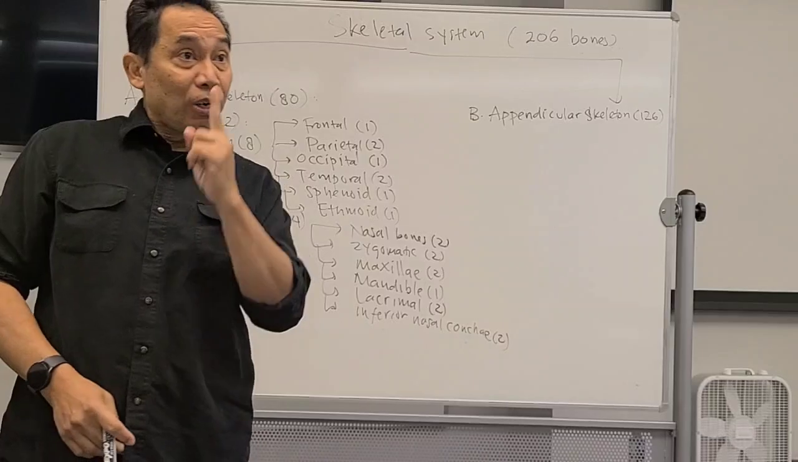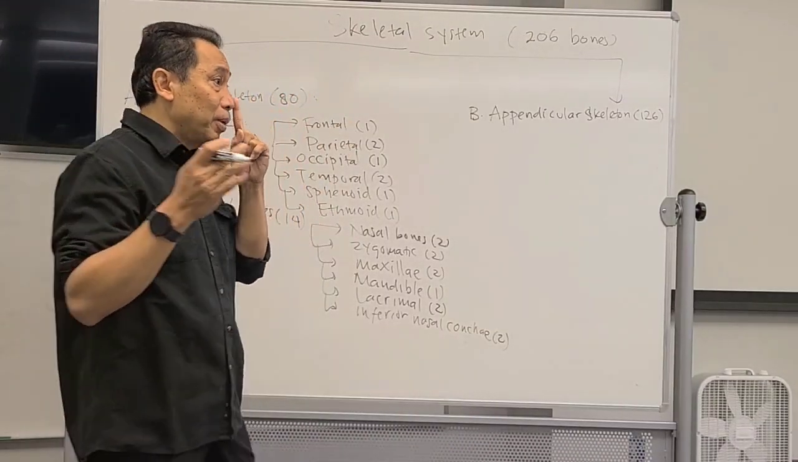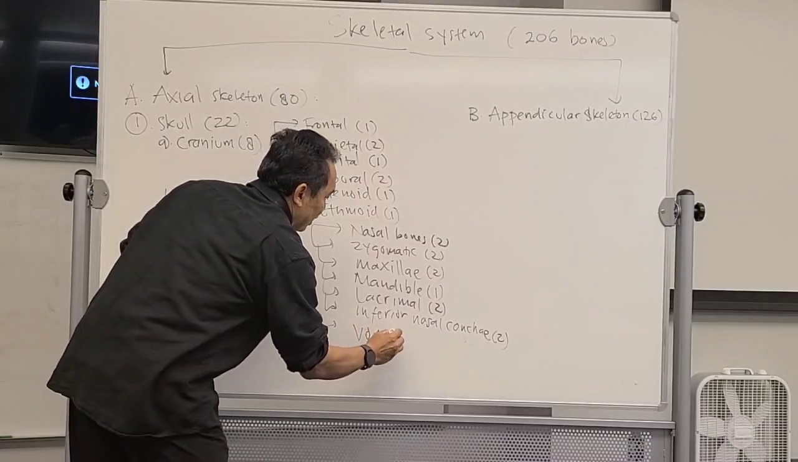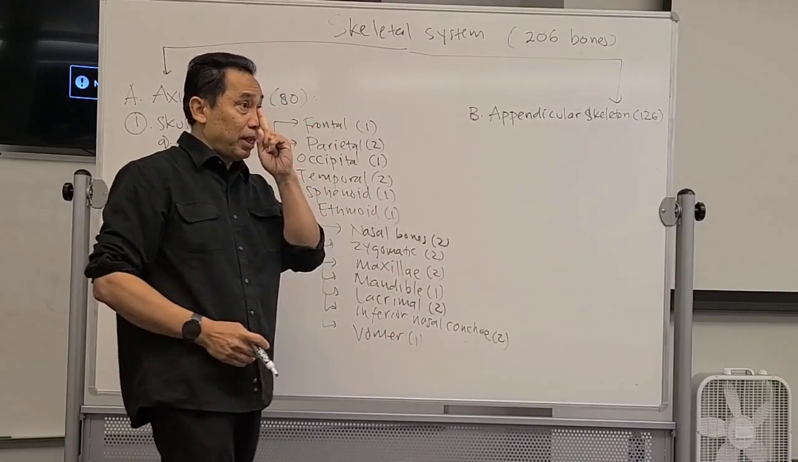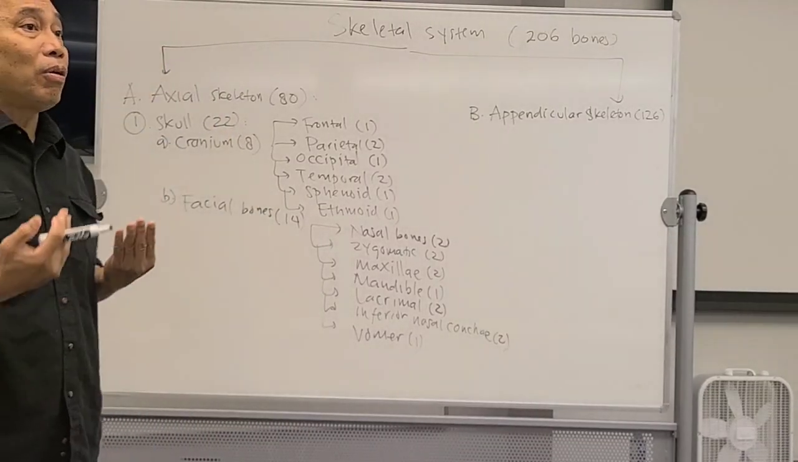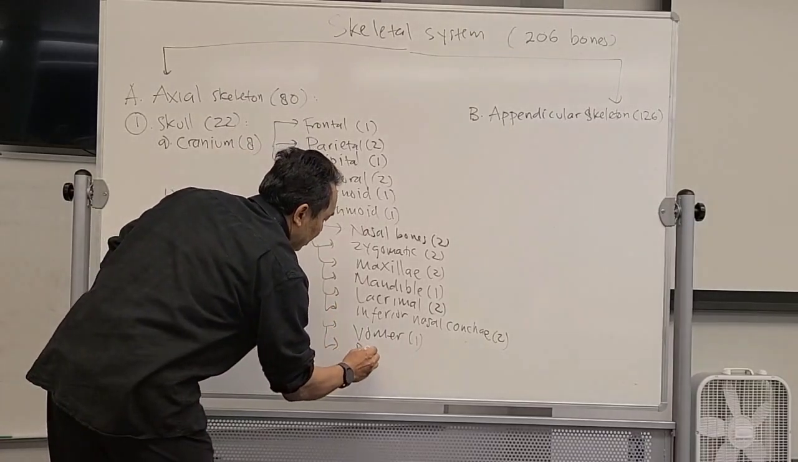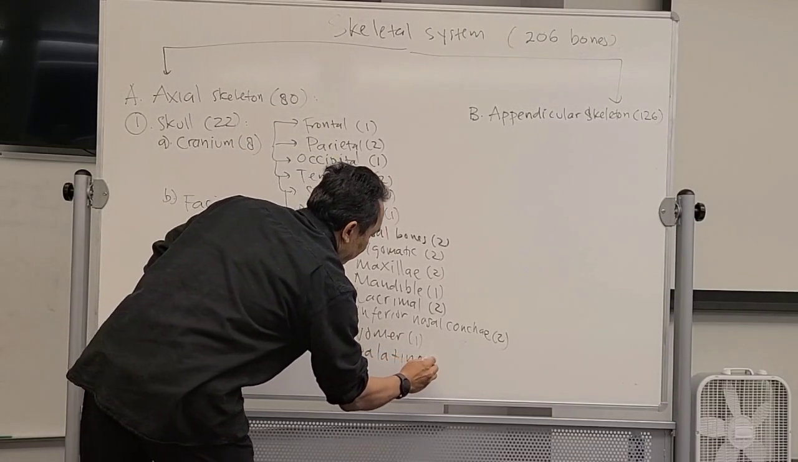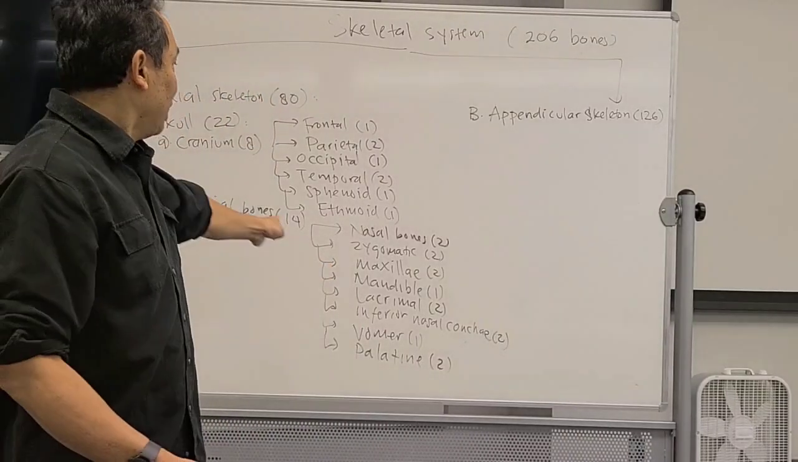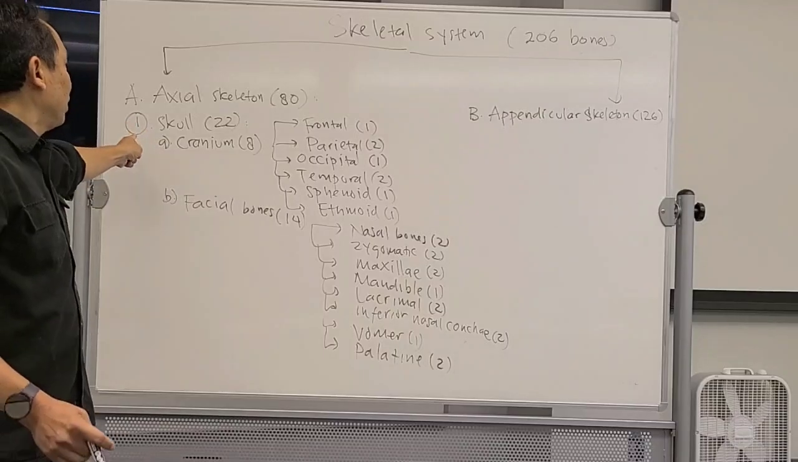Okay, and there is also the one that separates the left and right nasal cavity. It's called the vomer. Only one. This is a septum. And the last one will be on the roof of your mouth. Palatine, which is 2, left and right. Total 14. That's the first group, the skull.